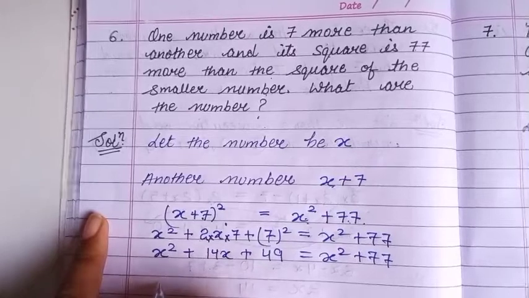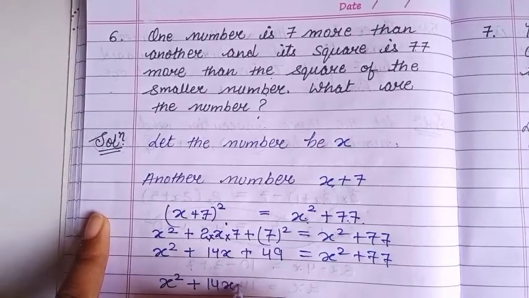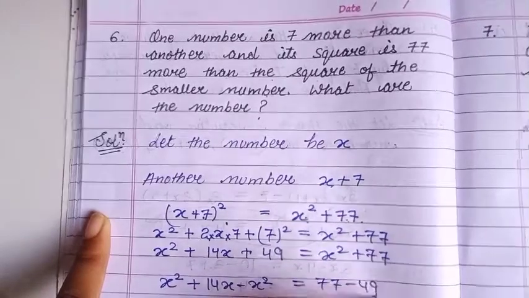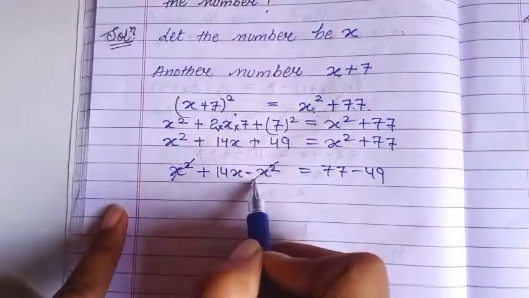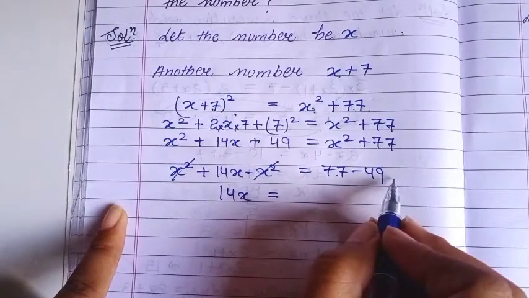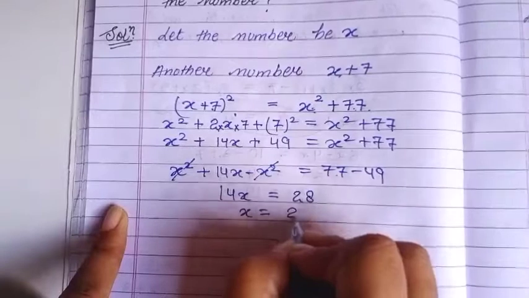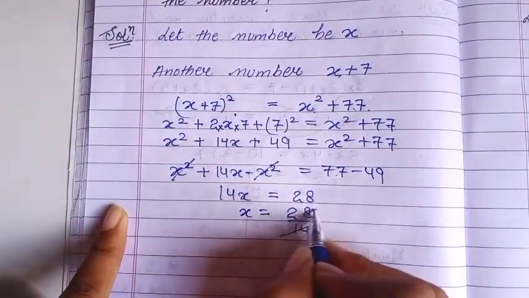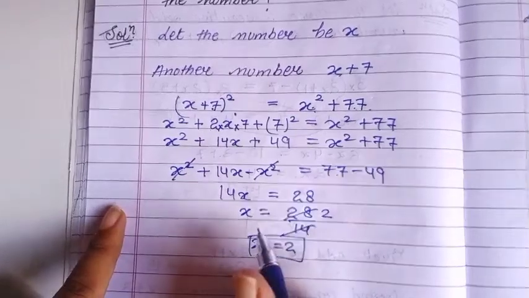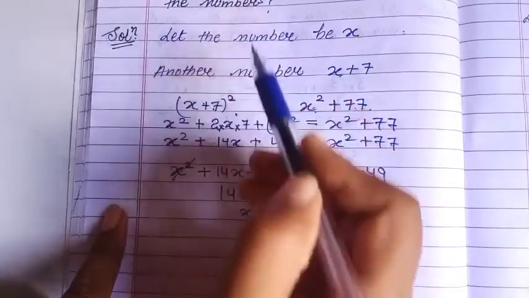Move the terms having the variable to the left and the constant to the right. x square plus 14x minus x square is equal to 77 minus 49. x square minus x square cancel out. 14x is equal to 77 minus 49, which is 28. So x is equal to 28 divided by 14. 14 2s are 28, so x is equal to 2. Right? What were they asking? What are the numbers?